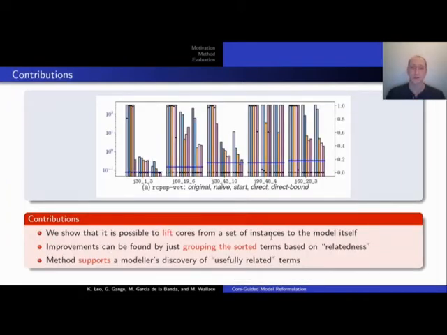In practice, the reformulations that we find have been quite good at improving the performance of lazy clause generation solvers. And in some cases, we can also improve the performance of pure CP solvers. The main contributions of the paper are that we show that it's possible to lift cores from a set of instances to the model itself. Improvements can be found by just grouping sorted terms based on relatedness, and we show that our methodology can help a modeler discover usefully related terms.